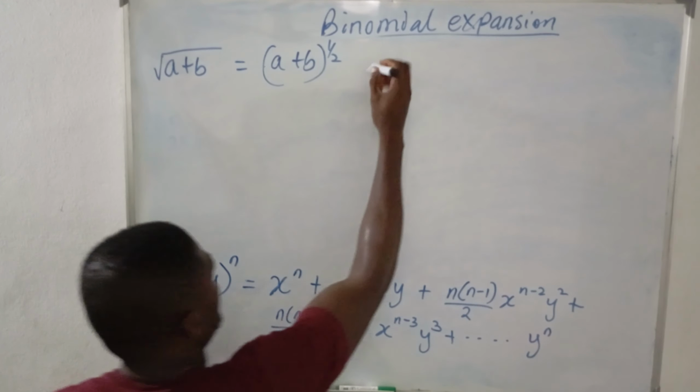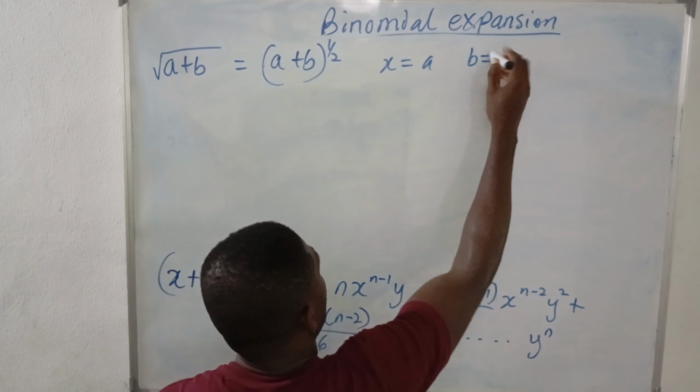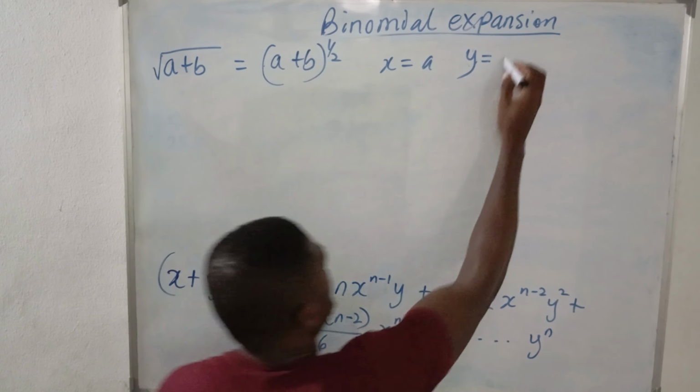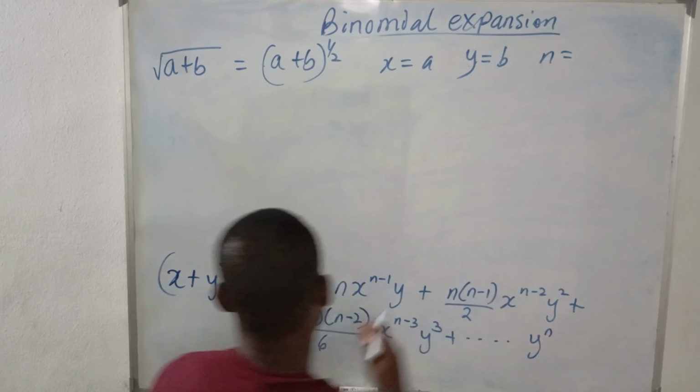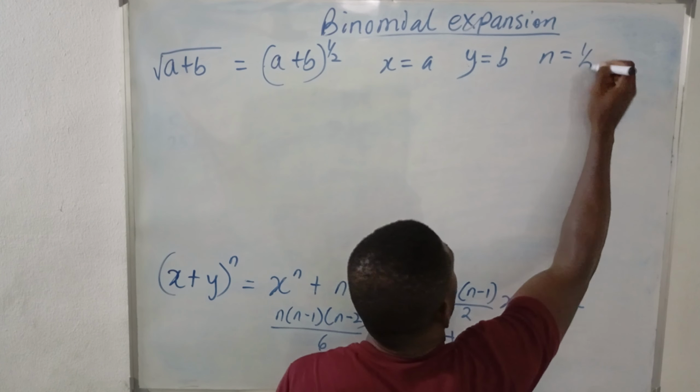So in this particular case, x is equal to a, y in this formula is equal to b, and n is equal to the power 1 over 2.